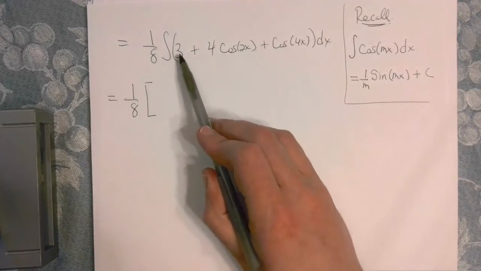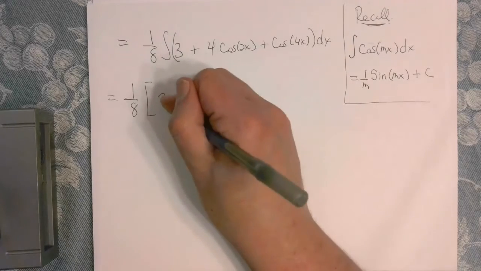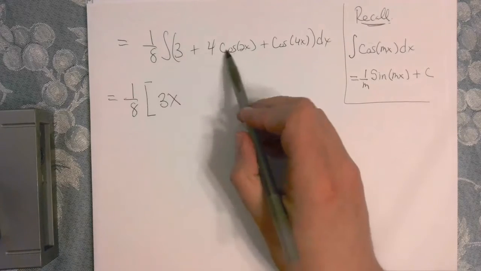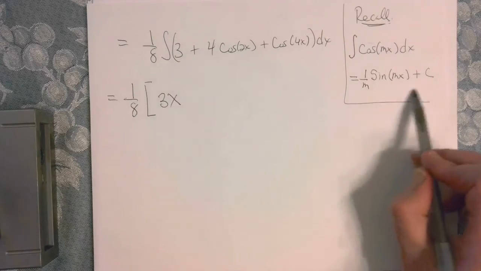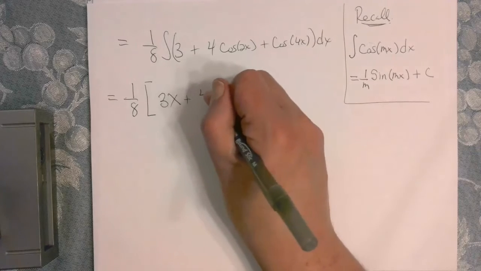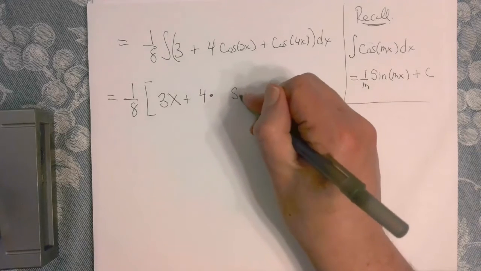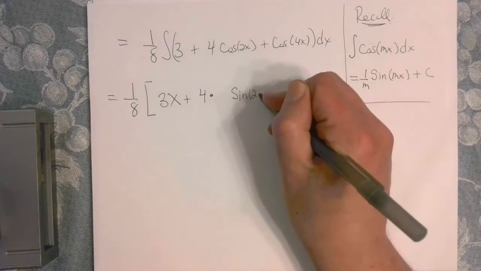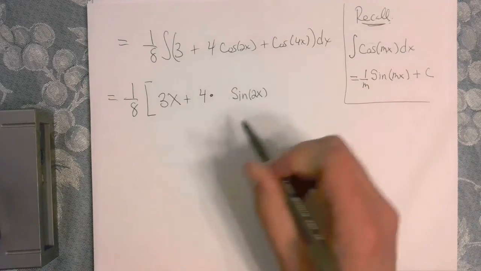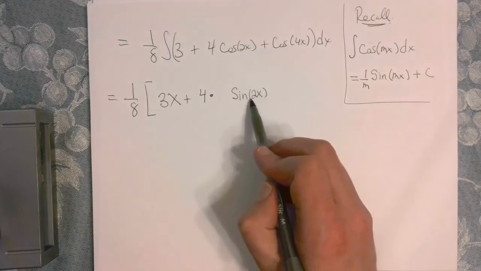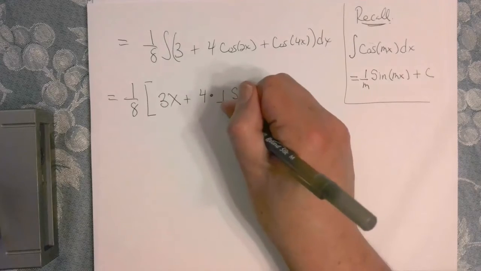So the antiderivative of 3 with respect to x, of course, is 3 times x, or 3x. Now here, you're going to see me use this. So that's 4 times the antiderivative of cosine, same argument, same input. But I need to multiply by 1 over the coefficient of x. So that's 1/2.